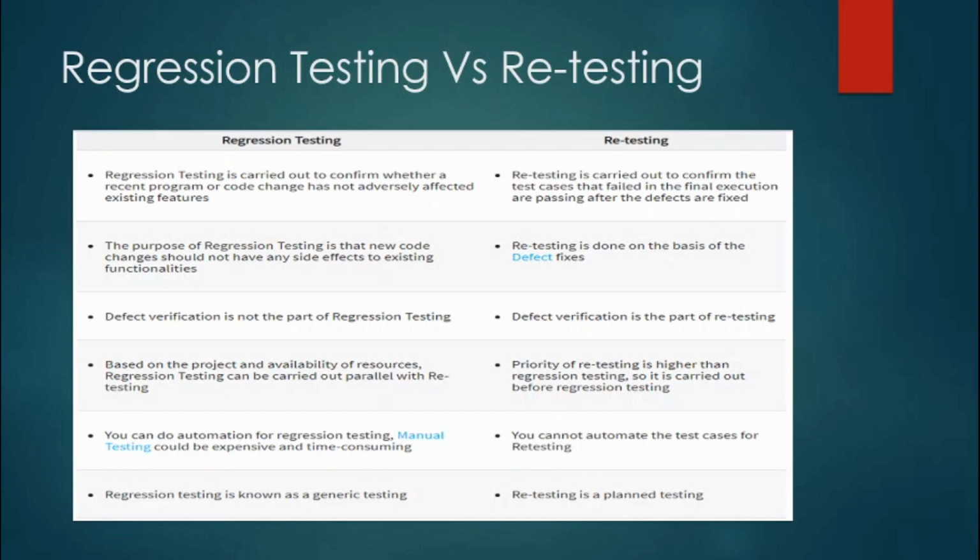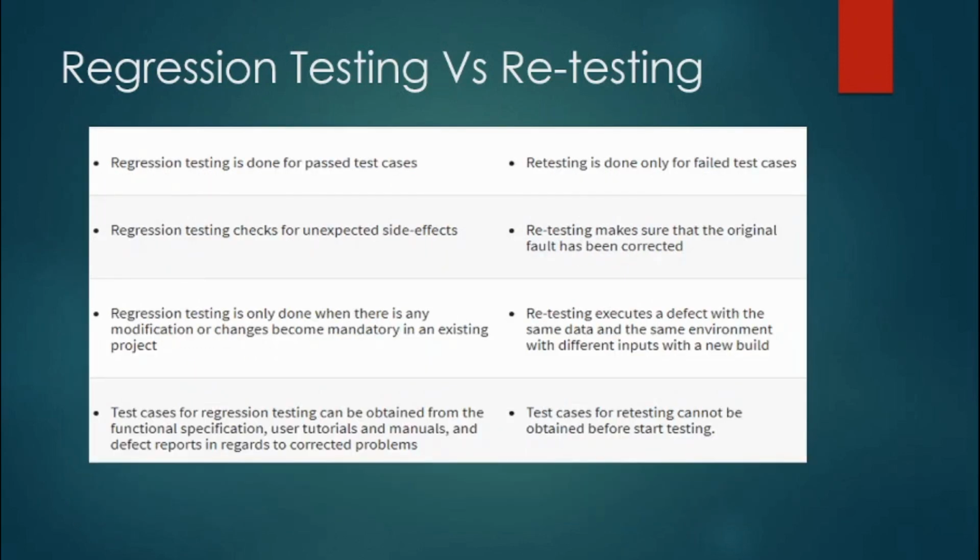Okay, now we can automate regression testing, but we cannot automate retesting. Regression testing is also known as generic testing, but retesting is planned testing. Regression testing is done for the past test cases, but retesting is done only for the failed test cases. Regression testing checks only for unexpected side effects, but retesting makes sure that the original issue is fixed.